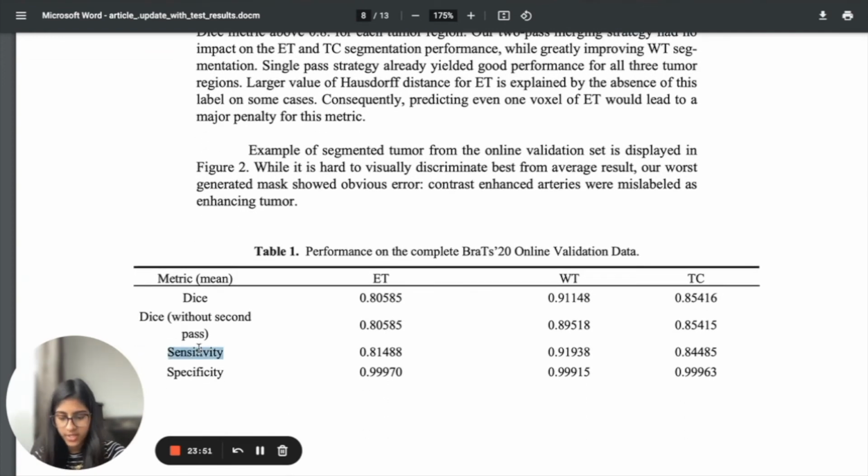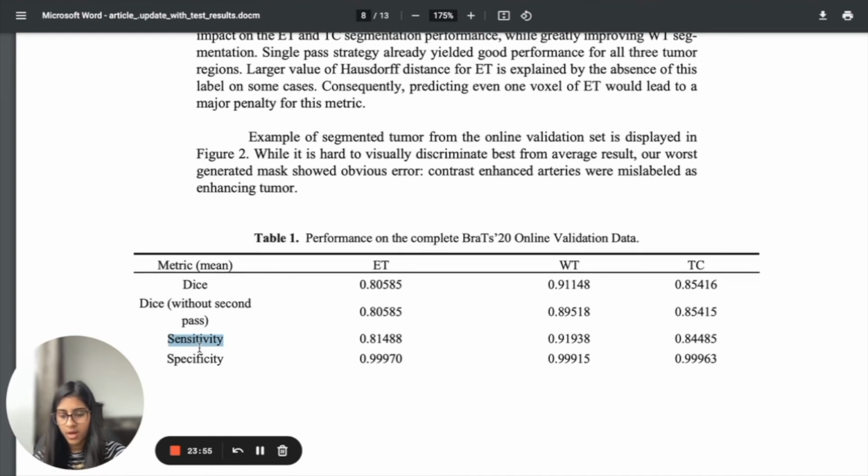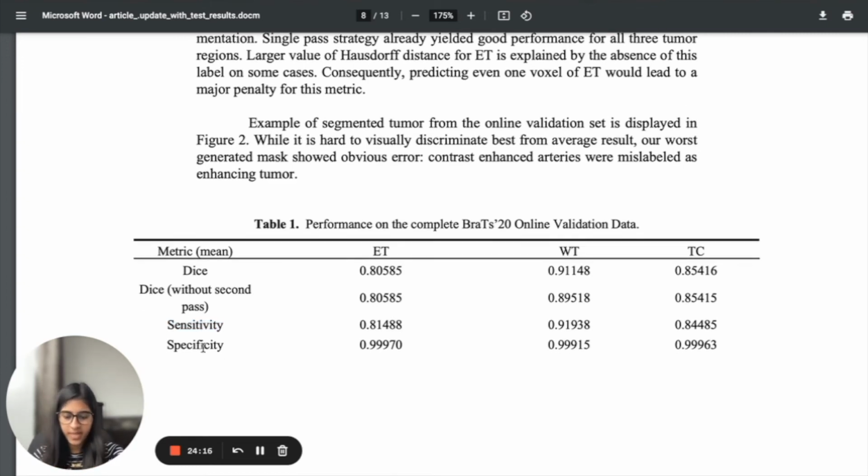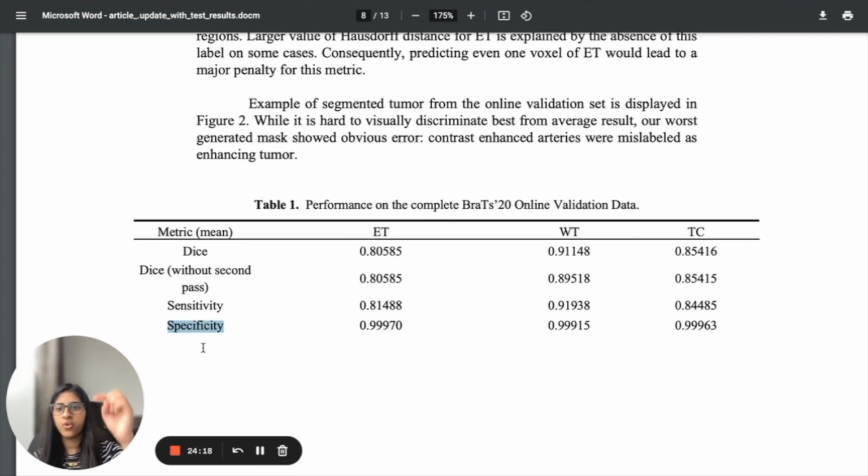And this is sensitivity, which is the true positives over the total positives. The true positives are how many voxels were actually positive, and total positive is how many voxels were positive overall. Then specificity is basically similar, but for negatives, so true negatives over total negatives. Sorry, that's kind of like a tongue twister.